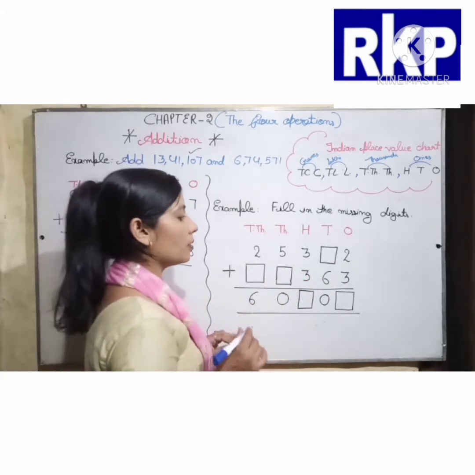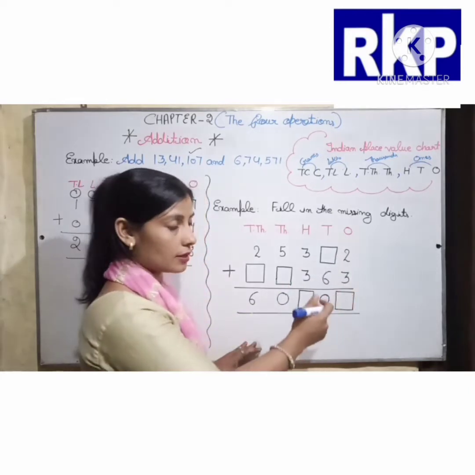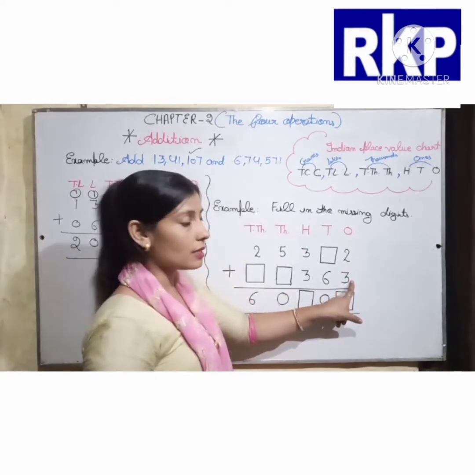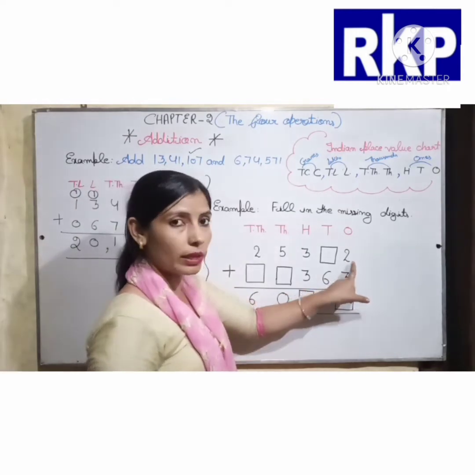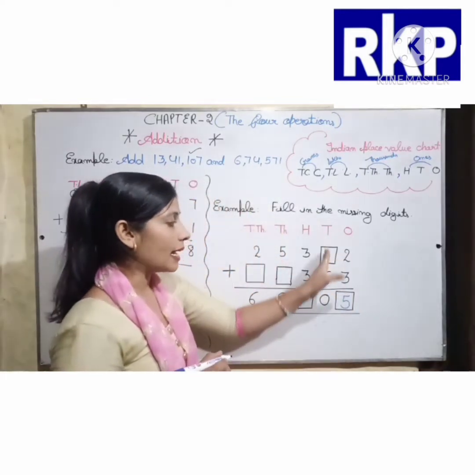Okay, now beta, we have to start from the right side, from the ones place digit. Here we have 2 and here we have 3. So it's very easy because we know when we add 2 and 3 we get 5. Okay, now comes the tens place.